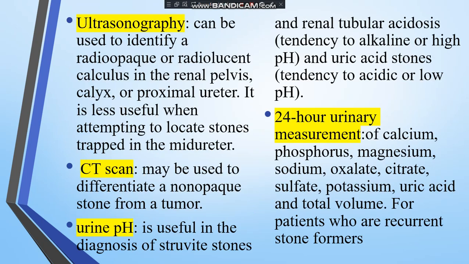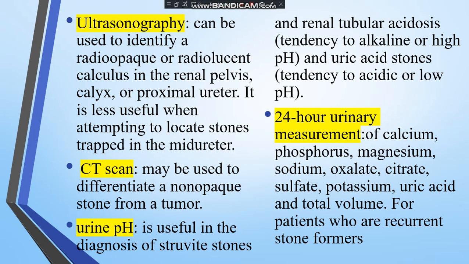Okay. Next one, ultrasonography. Through ultrasonography, irrespective of radiolucency or radio-opacity, we are able to identify a calculus or calculi in the renal pelvis, calyx, or wherever they are present. We can identify the presence of calculi anywhere in our urinary system. And sometimes trapped stones, that is in the mid ureter and in small grooves, may get lodged and trapped. That also we can identify through ultrasonography.